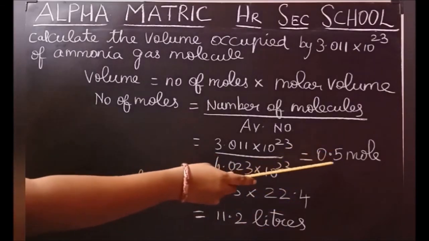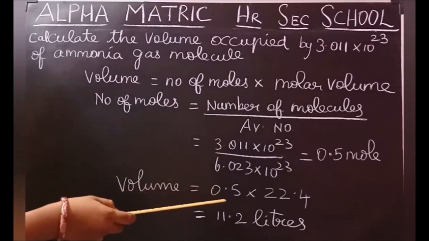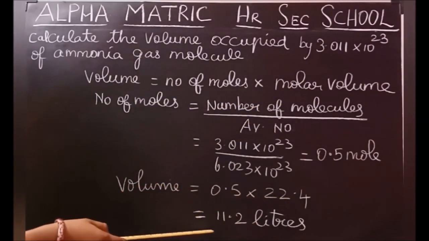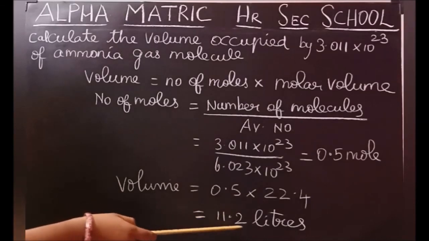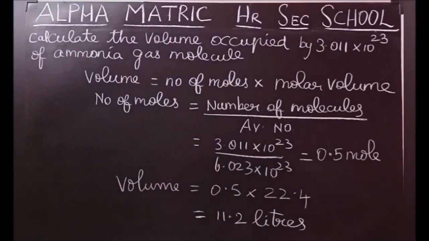Now substitute this mole in this formula. Volume equal to 0.5 into molar volume 22.4. Finally, we get answer 11.2 liters of the volume occupied by 3.011 into 10 power 23 of ammonia gas molecule.